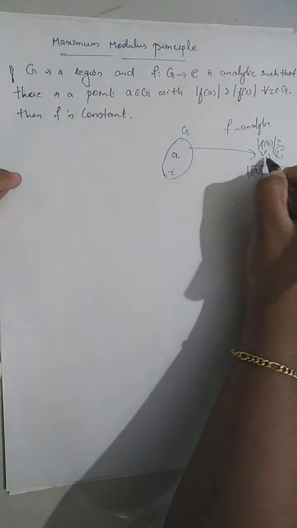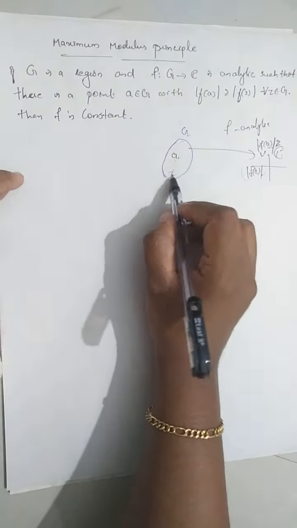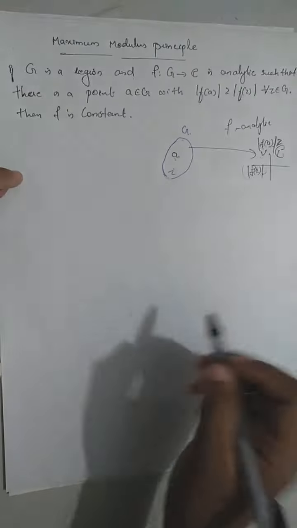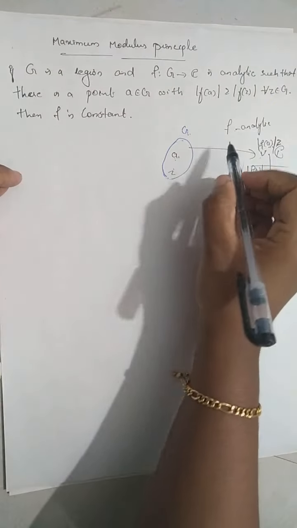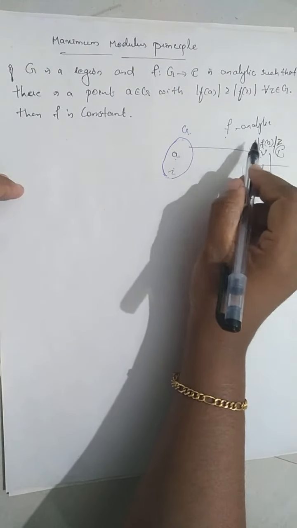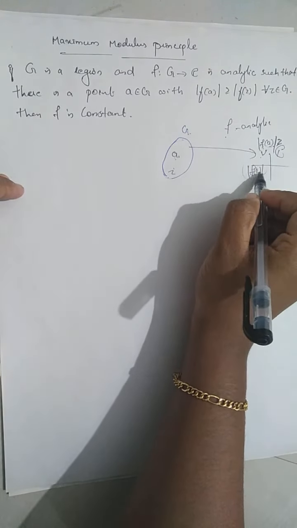That means you consider a in G and f of a, a complex number. Then what is the modulus of f of a? It will be a real number. So modulus of f of a has the property that it will always be greater than or equal to mod f of z for any z in G. Then we need to prove that this kind of function is a constant function. So when you have an analytic function with the property that mod f of a is greater than or equal to mod f of z for any z in this region, then that function is a constant function.